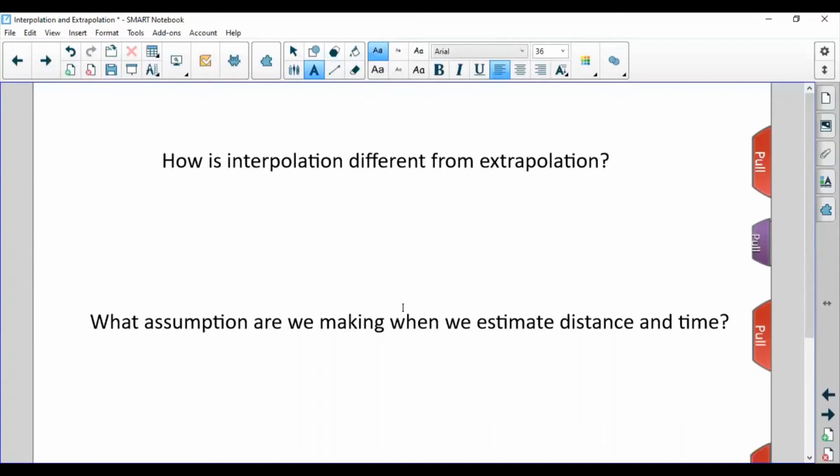What assumption are we making when we estimate distance and time? We are assuming that the graph stays constant. Distance and time stays constant.